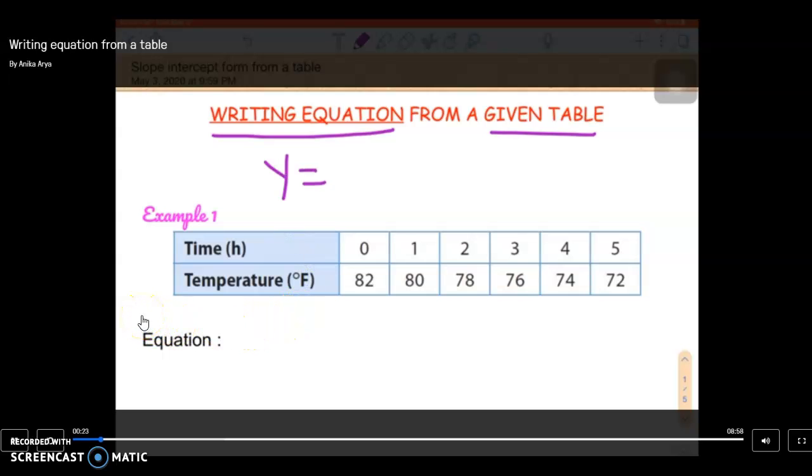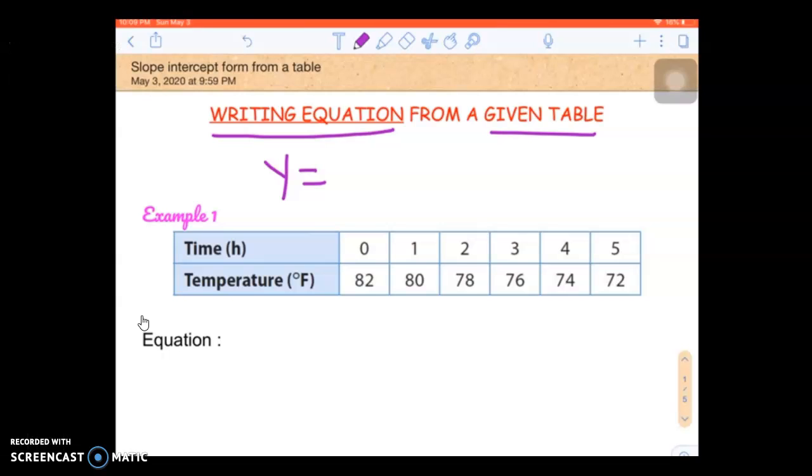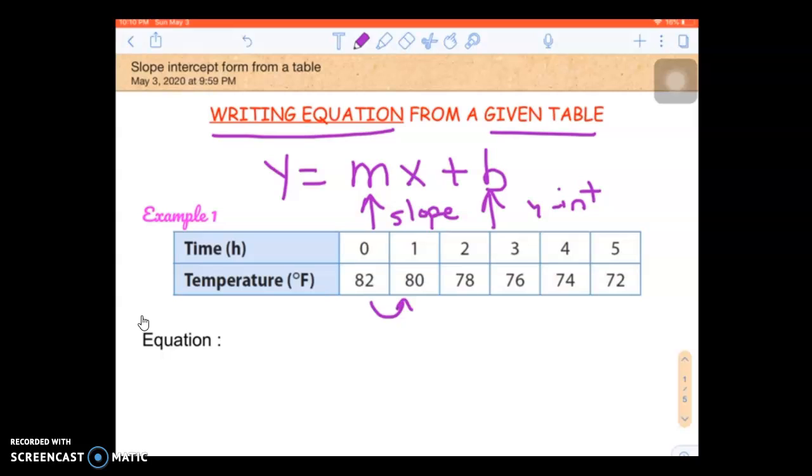We want to remember our equation for a line is y equals mx plus b. M is our rate of change, and b is our y-intercept. So we can call that m is slope or rate of change, and b is y-intercept or where our line could start. And so we're going to find our slope. It's the change in y over the change in x.